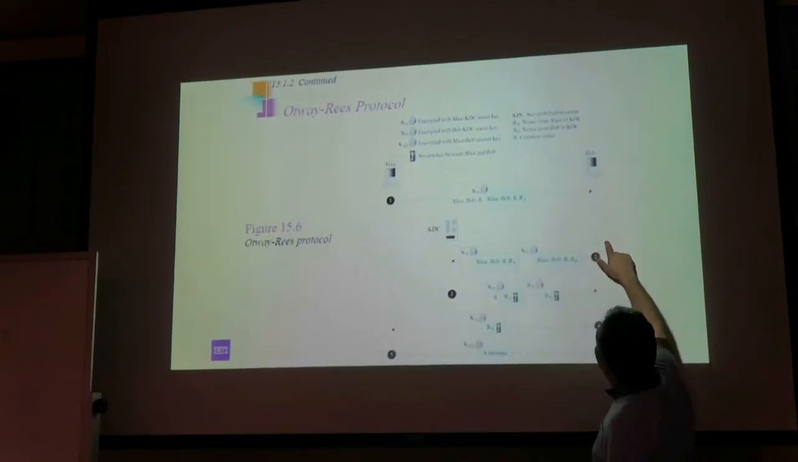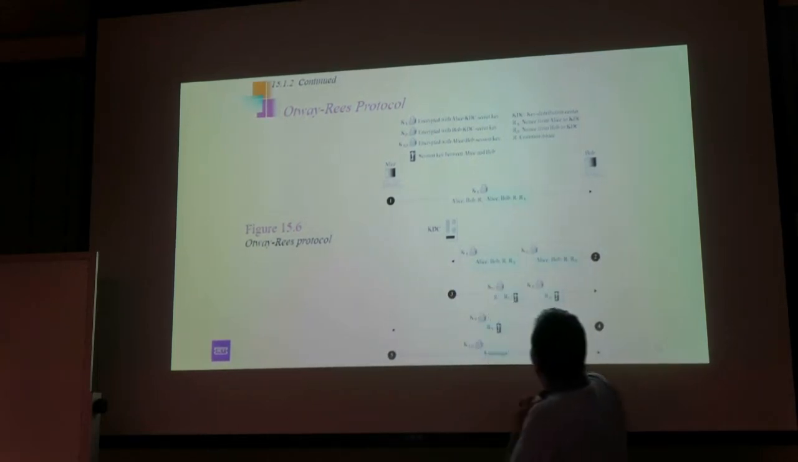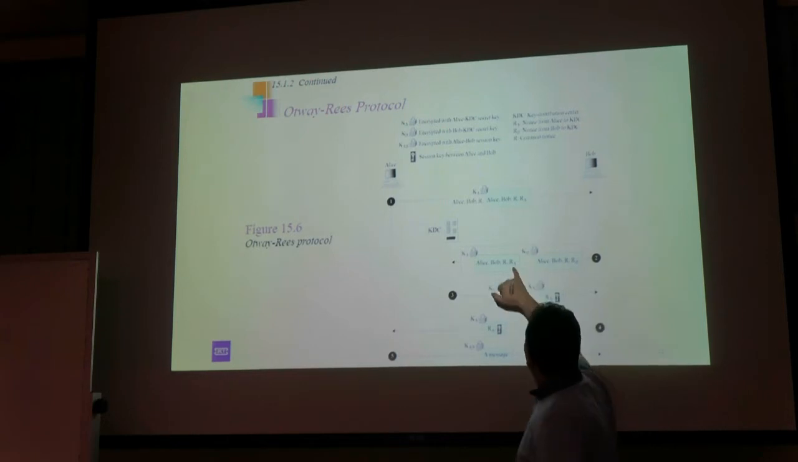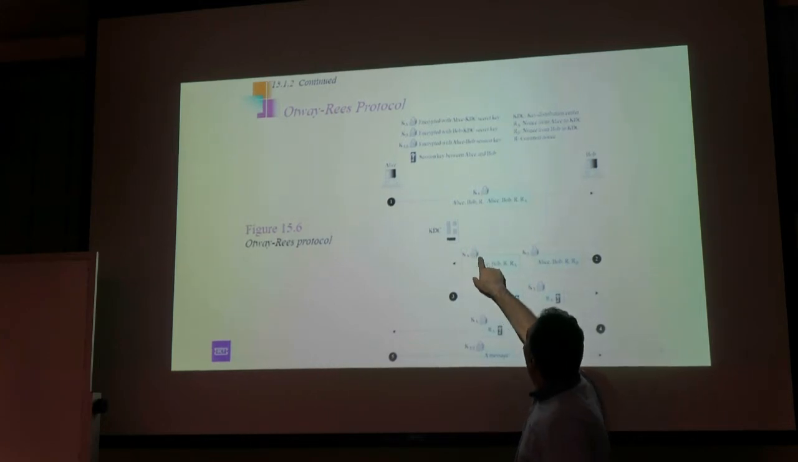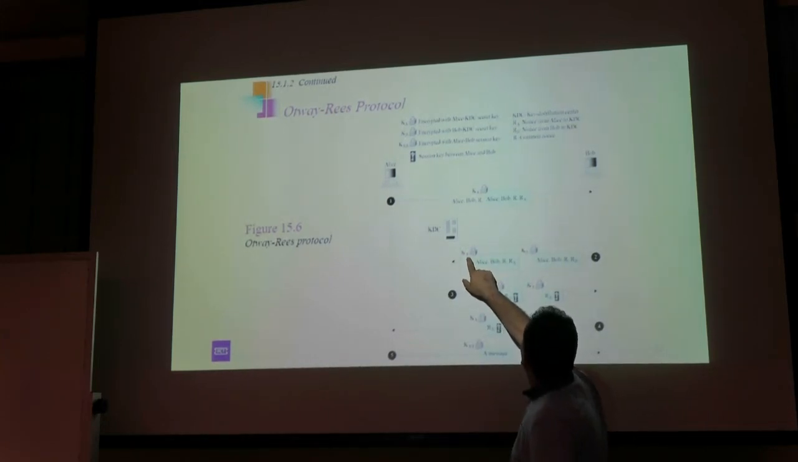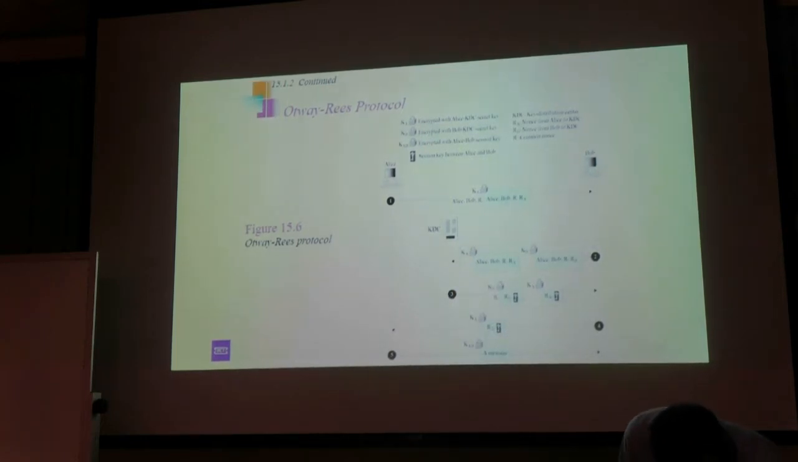Then Bob sends it not to Alice, but to the KDC. It will send the random number, a nonce, R, and this will be encrypted with Alice's key. Yes, with Alice.